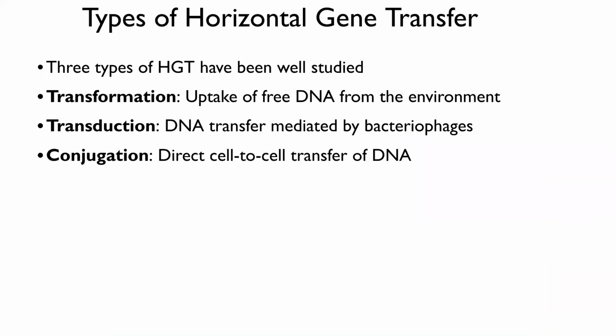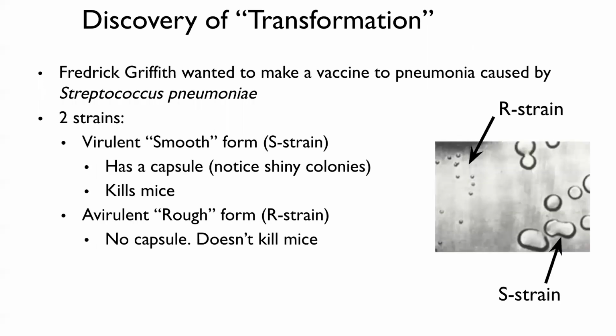So in terms of horizontal gene transfer, we're going to be talking about three mechanisms today. The first is transformation, which is the direct uptake of free DNA from the environment. Transduction, which is DNA transfer mediated by bacteriophages, or viruses that infect bacteria and bacteria only. And then conjugation, which is direct cell-to-cell transfer of DNA. So let's talk about transformation.